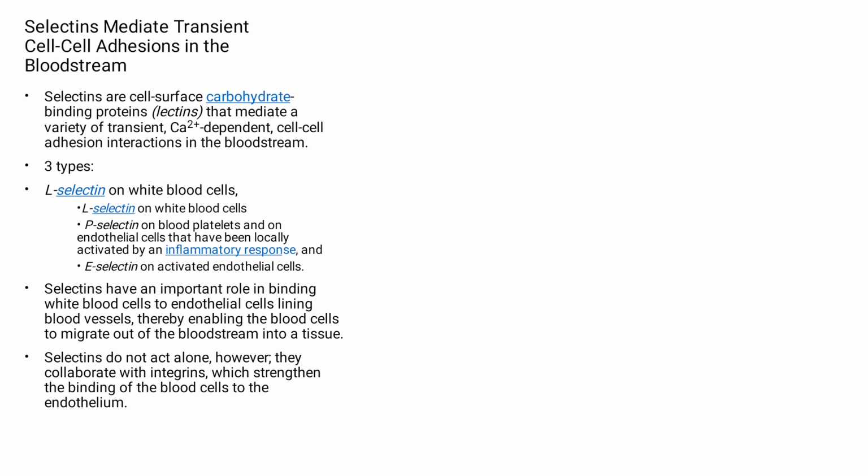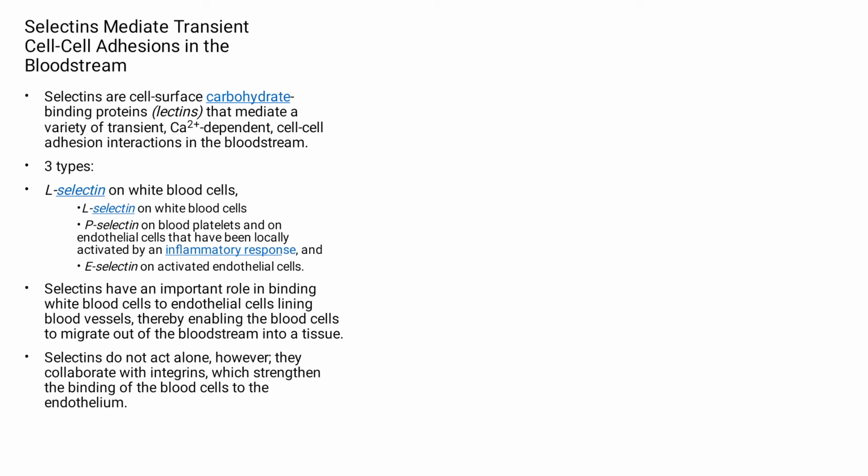Selectins are cell surface carbohydrate-binding proteins, or lectins, that mediate a variety of transient calcium-dependent cell-to-cell adhesion interactions in the bloodstream. There are three types: L-selectin on white blood cells, P-selectin on blood platelets and on endothelial cells that have been locally activated by the inflammatory response, and E-selectin on activated endothelial cells. Each selectin is a transmembrane protein with a highly conserved lectin domain that binds to a specific oligosaccharide on another cell.